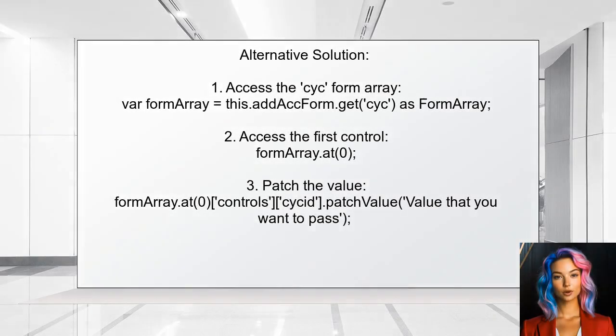Let's take a look at another answer from another user. An alternative solution provided by another user involves directly accessing the form array. They suggest using the get method to retrieve the sysid form array, and then using the at method to access the first control. Finally, they use patchValue to set the desired value for sysid.